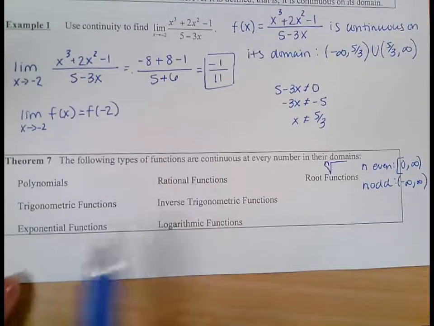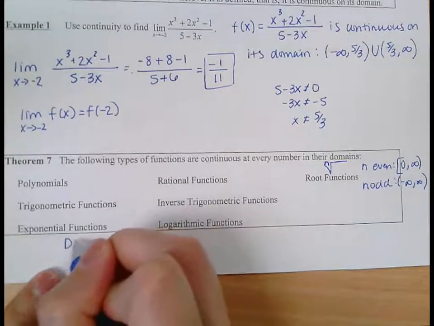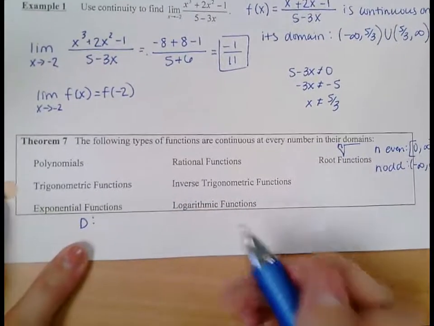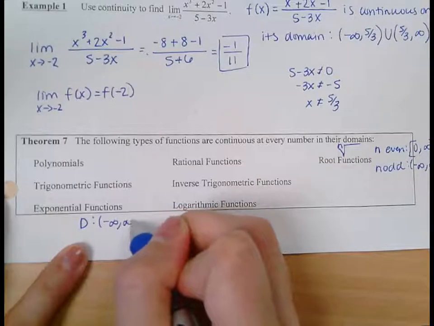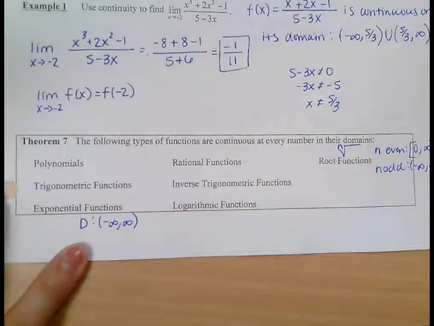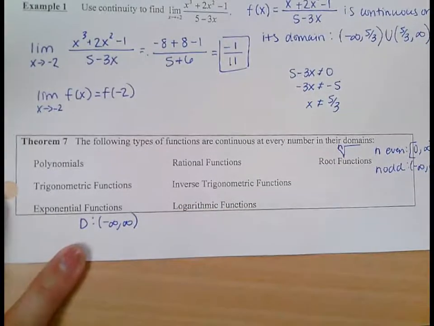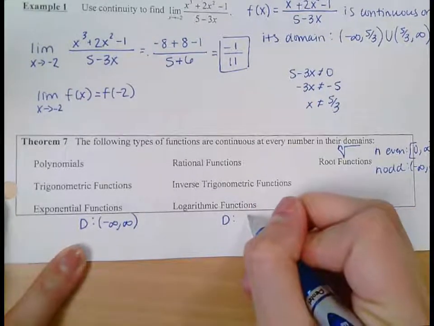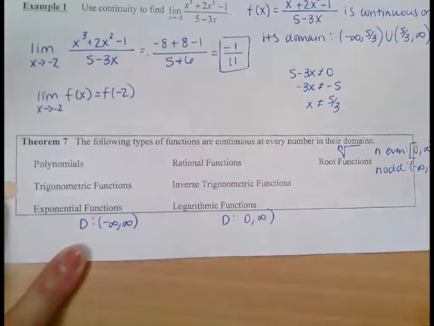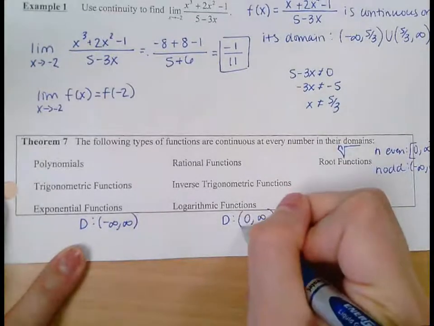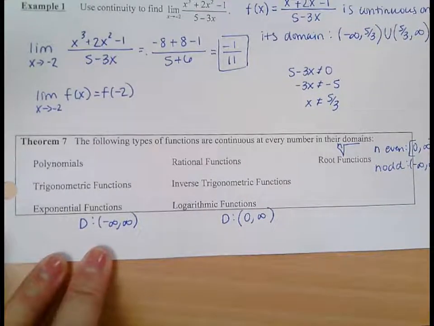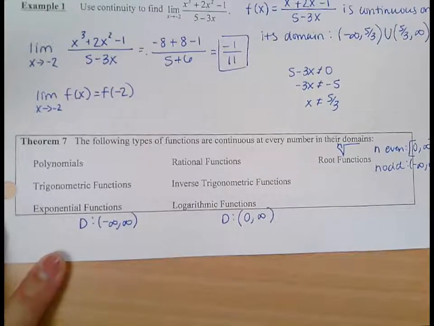But what is the domain for every exponential function? All real numbers. And then what about logarithmic? 0 to infinity. Is 0 included? No. Remember, the domain for logarithmic is the range for an exponential. The range for exponential is 0 to infinity, 0 is not included, it's an asymptote, so that's now the domain for logarithmic.